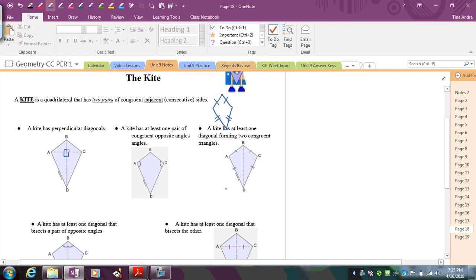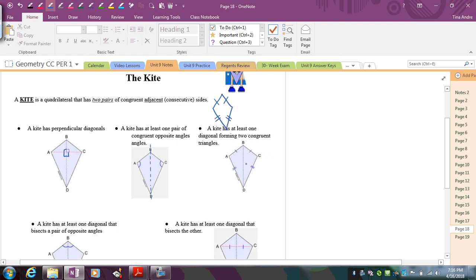The other four properties, the easiest way to see them is to think of the line of symmetry for a kite. The line of symmetry would be this line right here at BD, so that diagonal would be a line of symmetry, meaning if I were to reflect over that line, you can see that this triangle on the left would map onto this triangle on the right. And angle A would have to then be congruent to angle C. So that pair of opposite angles will always be congruent. And that's one of our properties.